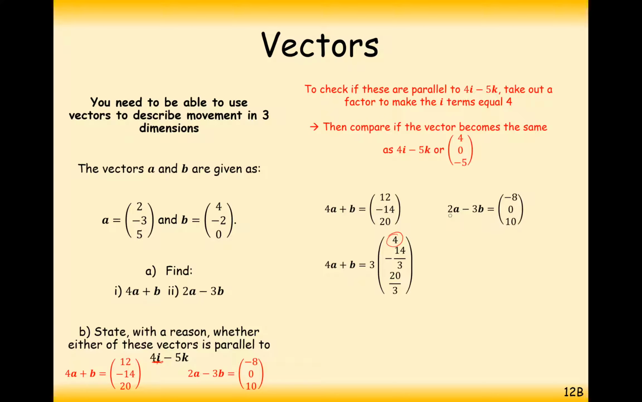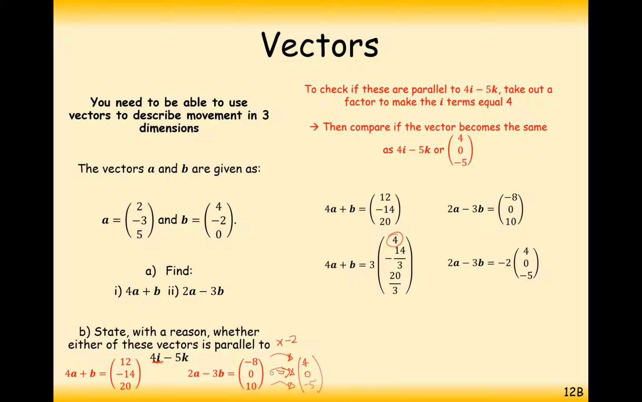Let's have a go at this with the other vector, 2a minus 3b. That was minus 8, 0, 10. Pull out a factor of minus 2 to get the 4 on the top. And in fact, yes, we do get a 0 and we do get a minus 5. You can kind of do it just by spotting it as well. Is this going to be parallel to 4, 0, minus 5? What's the scale factor multiple, and is there a constant scale factor multiple across all three components? Yes, that scale factor multiple is minus 2.